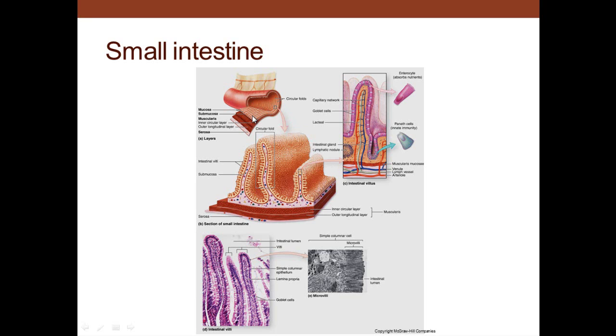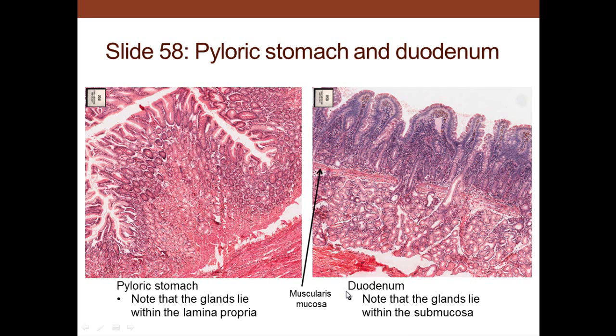So we have amplification by infolding of the submucosa, projections of the villi. In addition to that, the intestinal absorptive cells amplify their surface area by microvilli. So those are the 3 things that amplify the surface, as we'll talk about here in a little bit.